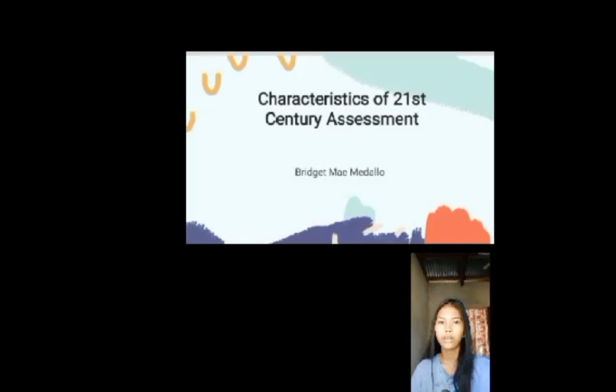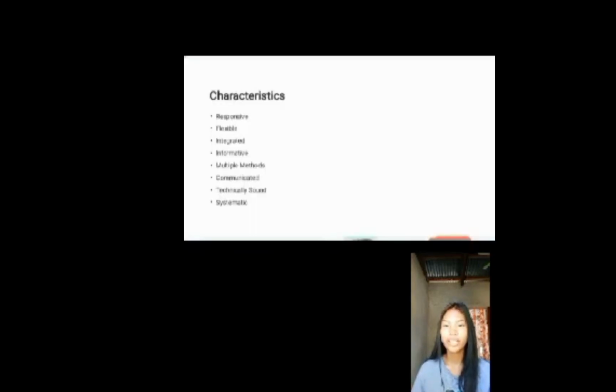Now let's proceed to the characteristics of 21st century assessment. Those are essential guides for preparation of authentic assessment activities. It is necessary to refer to these characteristics to ensure that the learners are being assessed towards the skills and demands of the 21st century. Now let's find out the characteristics of 21st century assessment that are given here, together with the features of authentic assessment discussed a while ago.